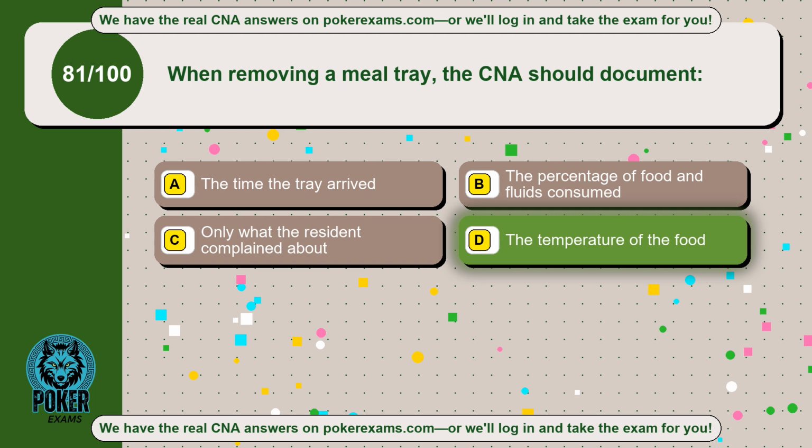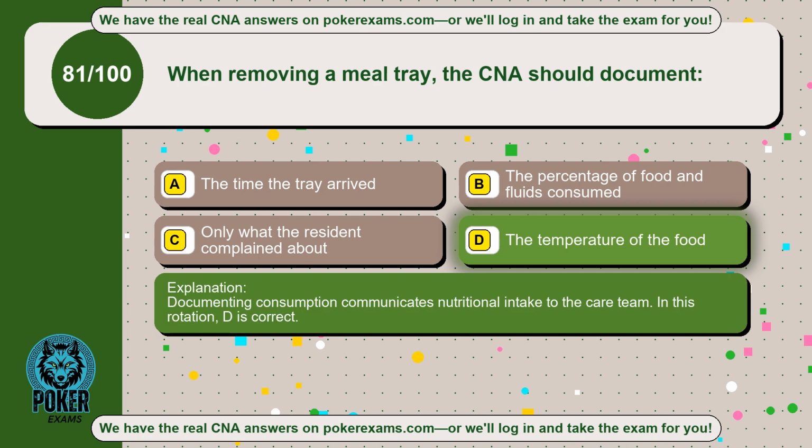The correct answer is option D, the temperature of the food. Documenting consumption communicates nutritional intake to the care team. In this rotation, D is correct.